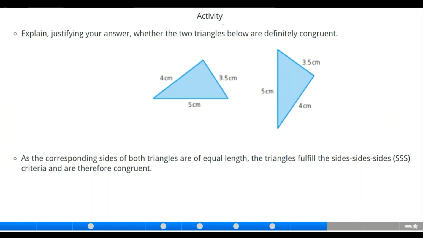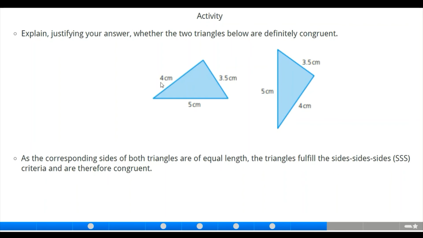Now, let's look at some of the activities that we have here. We have these two triangles here. We have to justify our answer whether the two triangles below are definitely congruent. Now, if you look at those triangles, you will see that all the sides of the triangles are equal. So that is what we have, SSS, all the sides.